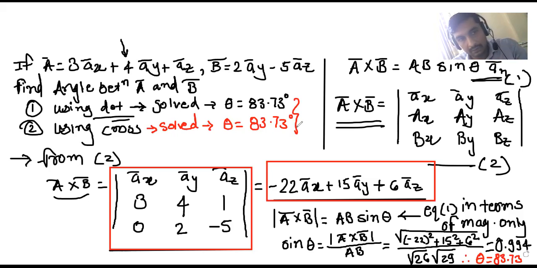So even though you calculate by using dot product, or let's say you are calculating it by using cross product, the final answer for theta would be the same. Is that clear? Yes, sir. Okay, great. So let's move ahead.